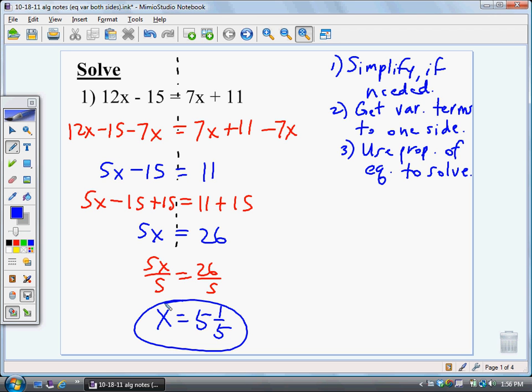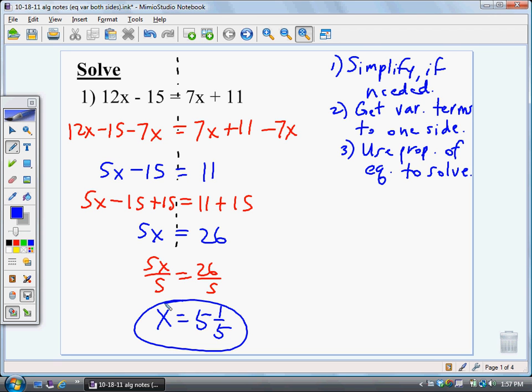It's a little tougher to check things. You would have to put 5 1/5 into the left side for x, see what that equals. You would then have to put 5 1/5 into the right side of the equation and see what that equals. If you get the same thing on both sides, then that would mean that your answer 5 1/5 is correct.